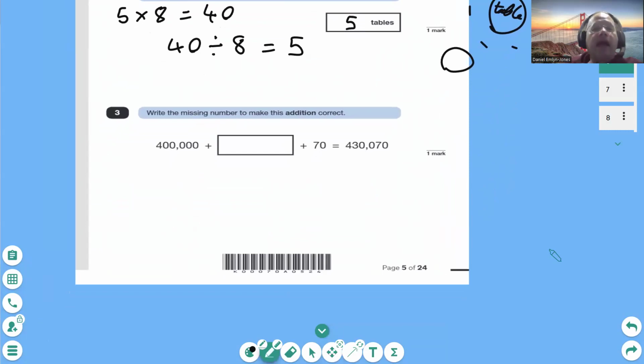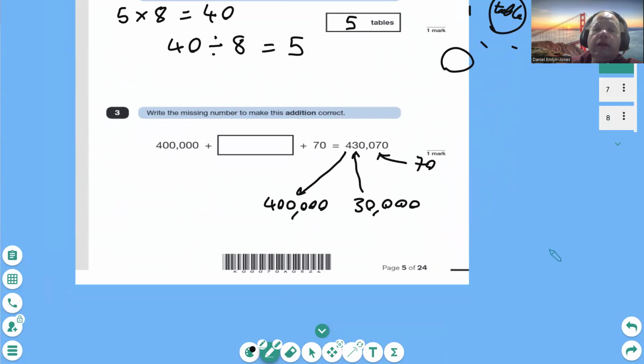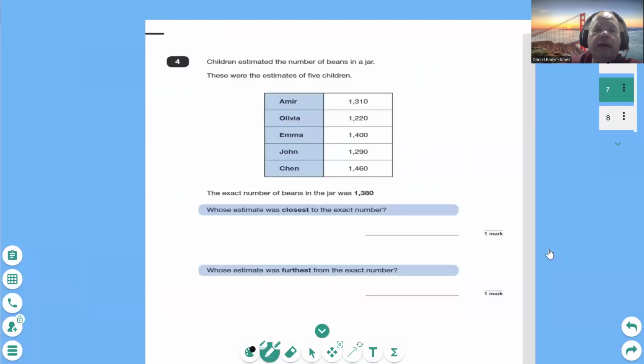Okay. Well, here you have 400,000 plus something plus 70. So this here is a 400,000, obviously, in the answer. There's a 70, you see. There are a lot of zeros there, but this number obviously refers to the one they want, which is in the 10,000s column, so it's 30,000. There you go. Great. Next one.